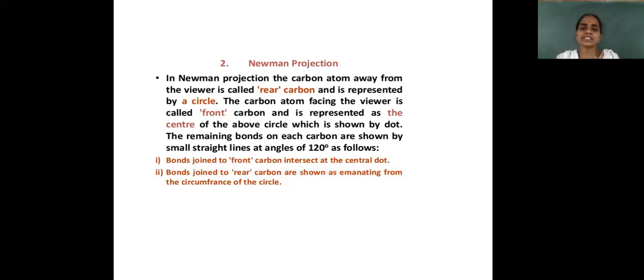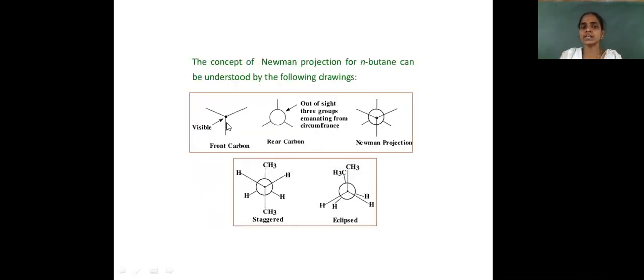In the wedge dash projection the molecule contains a single chiral carbon. In the second projection, the Newman projection, the compound contains 2 chiral carbons. Two chiral carbons means a front carbon and a back carbon. Here we fix the front carbon, and the back carbon, which is also called the rear carbon, rotates, changing the arrangement of groups. So we will see here how we can represent this if 2 chiral carbons are there.